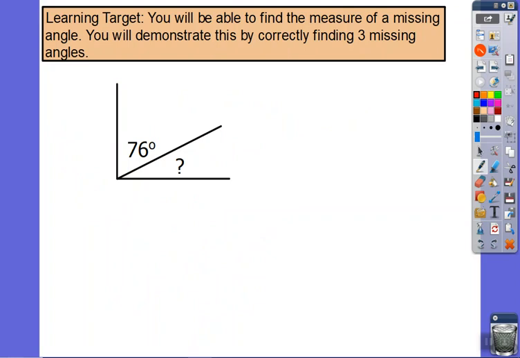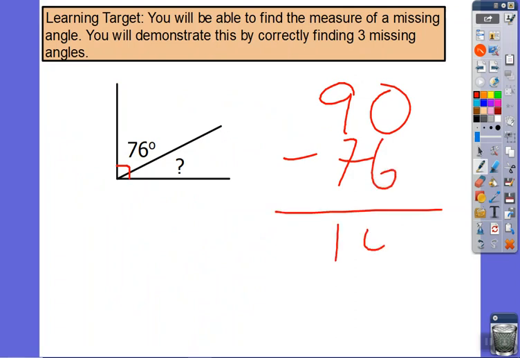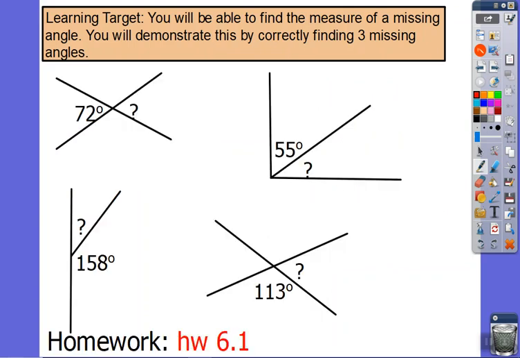And then also I need to be able to recognize these right angles and know that they make 90. So this 90 minus that 76 is going to leave 14 for that missing angle in there. So this is kind of what your homework's going to look like. It's just going to have some pictures and some question marks in the spots, and it's your job to figure out what they are. So take a moment and see if you can remember the process.